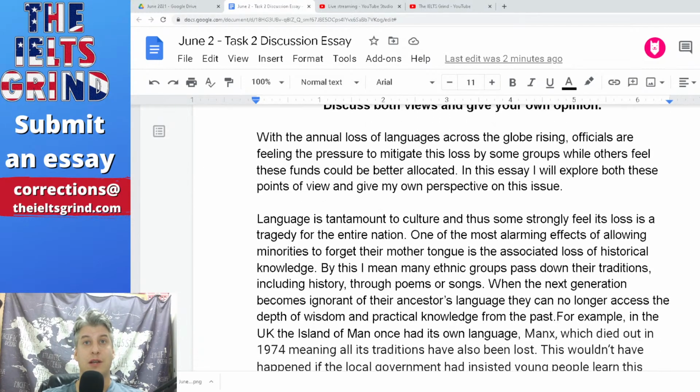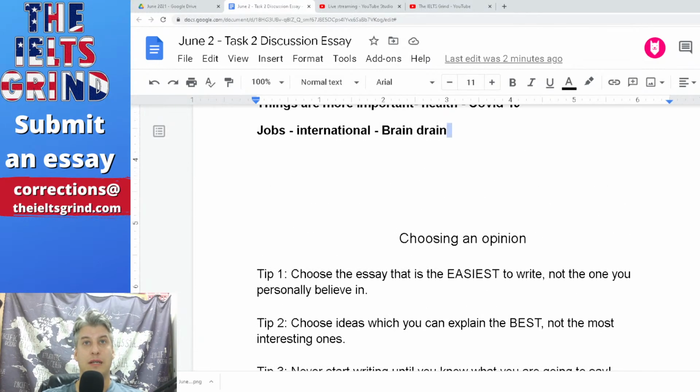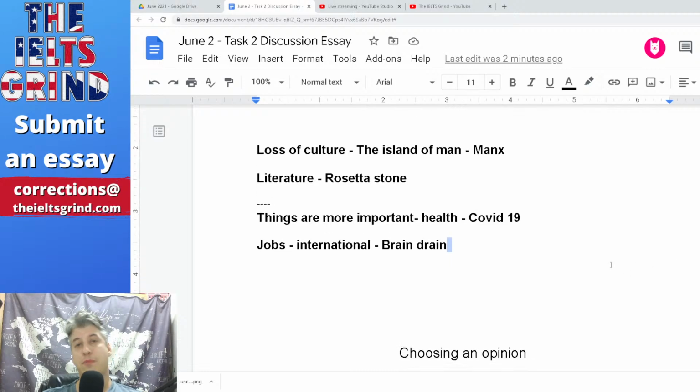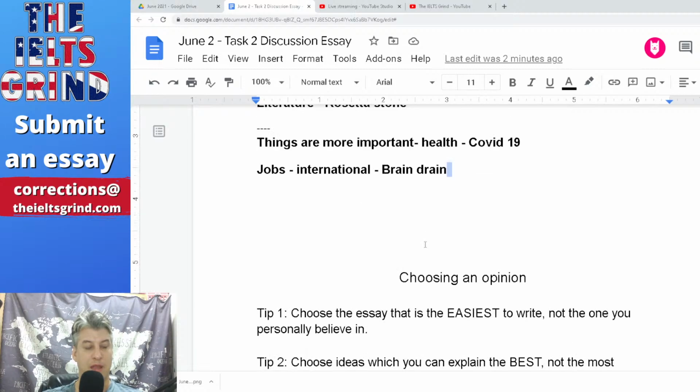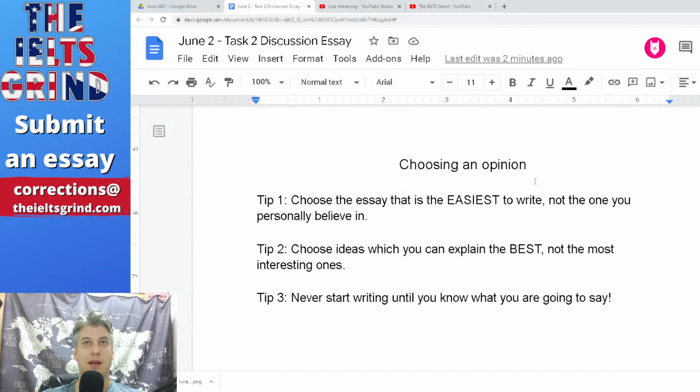Okay, so now we're in the planning stage. So we've come up with some ideas. Why would someone think that? Okay, so we're looking at choosing an opinion. This is before we write. Before you start writing, you need to know everything you're going to write. Okay.